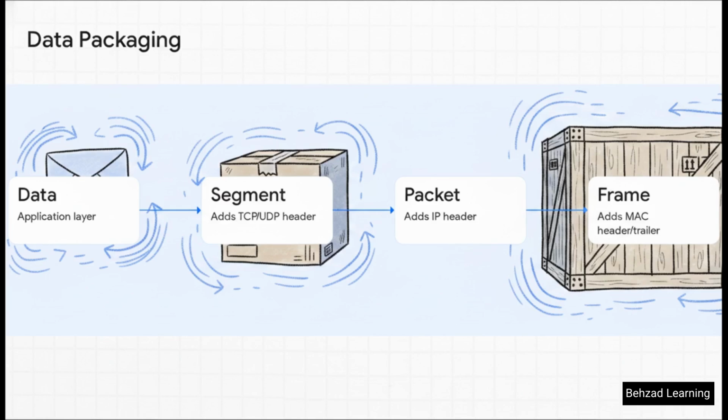It is literally just like placing a letter in an envelope, putting that envelope into a box, and then packing that box into a massive shipping crate. Each layer adds its own critical tracking information without ever peeking at the actual contents hidden inside the payload.